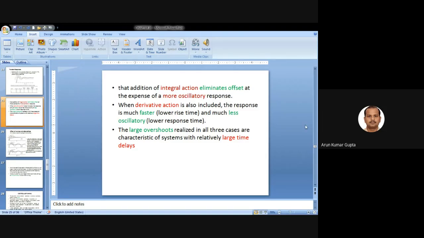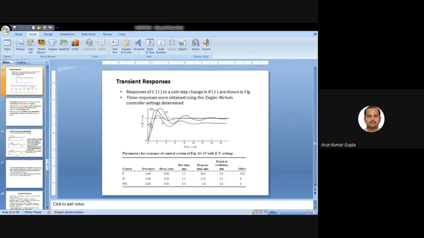This is an important point. We need some more explanation. Here you can see even though we are applying P, PI and PID, we are getting some large oscillations in the beginning. And what is the reason for that?